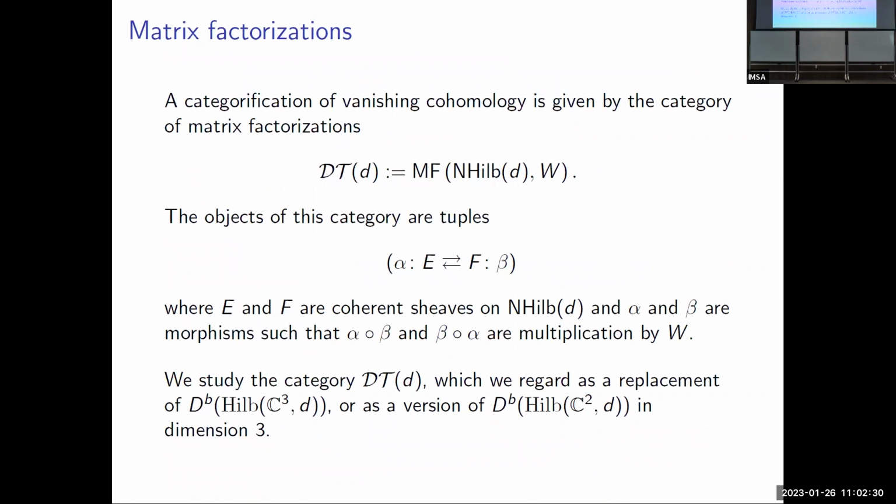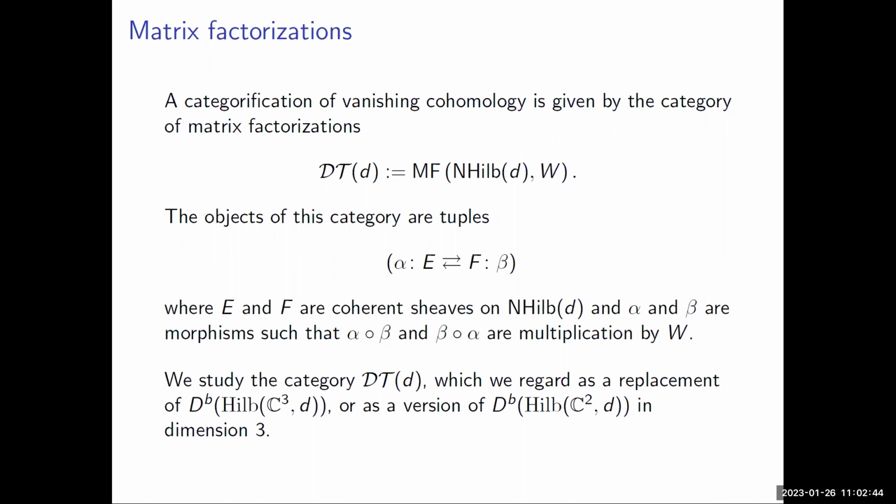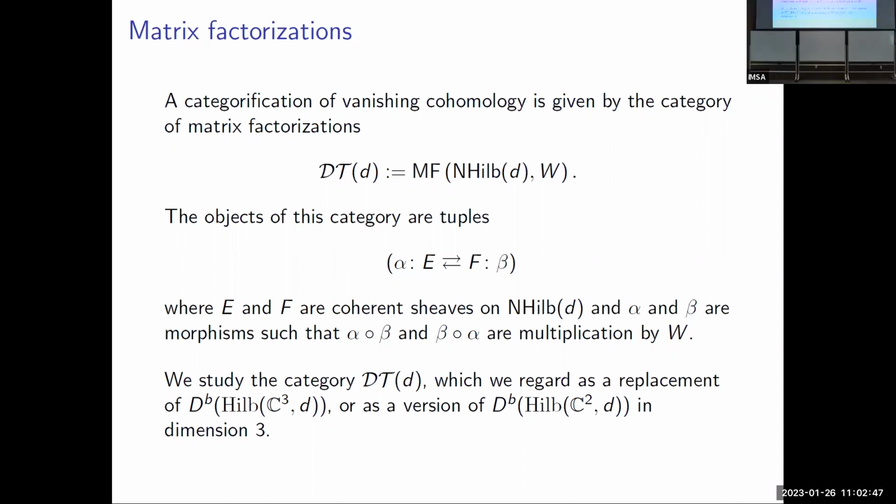So now, as we saw, there are results about numerical DT invariants and results about homological DT invariants, which parallel those for the Hilbert scheme of d points on C. We would like to see if we can say the same thing about the categorical version. So let me first mention the definition. As we said, the categorification of vanishing cohomology in the local case is given by matrix factorizations. So the relevant category here is matrix factorizations on n hilb d for the regular function w.